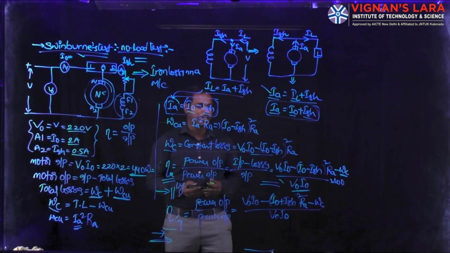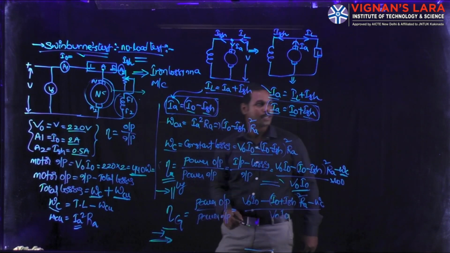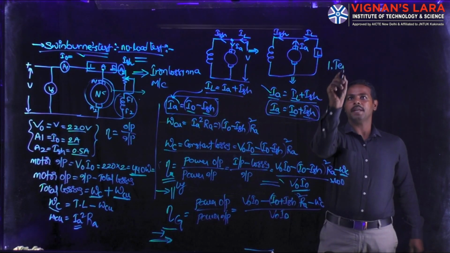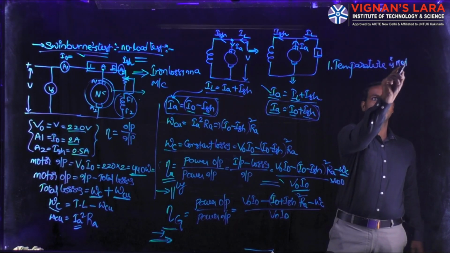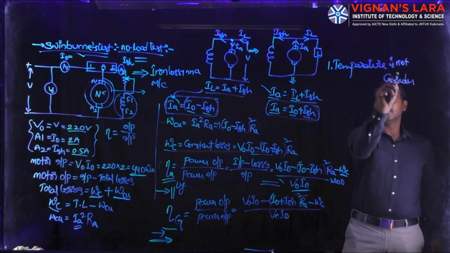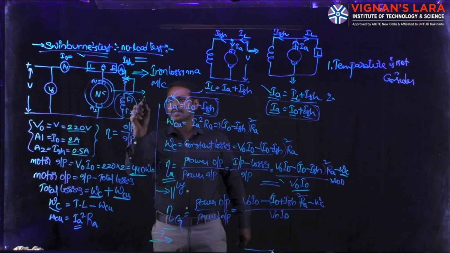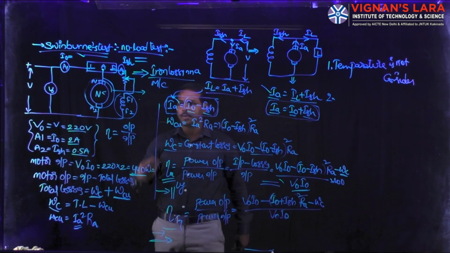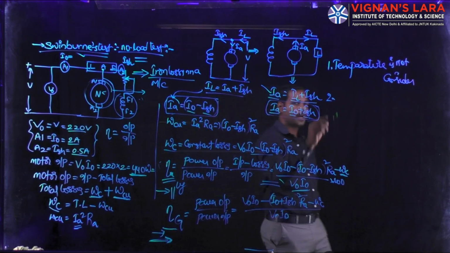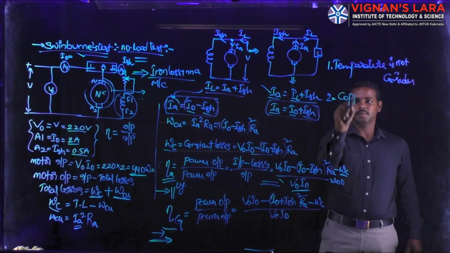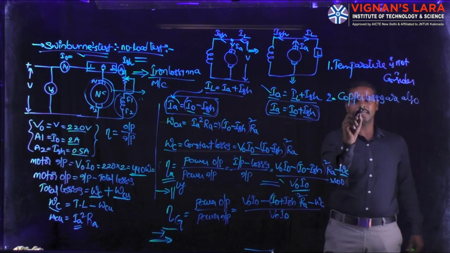Without applying load on the motor, we can measure the efficiency of a generator as well as motor. But in the loaded condition, the temperature is not considered in the Swinburne test. That is the first disadvantage: temperature is not considered. The second one is that the Swinburne test only measures the iron losses, and copper losses are neglected during the operation, but copper losses are also existing in the machine.